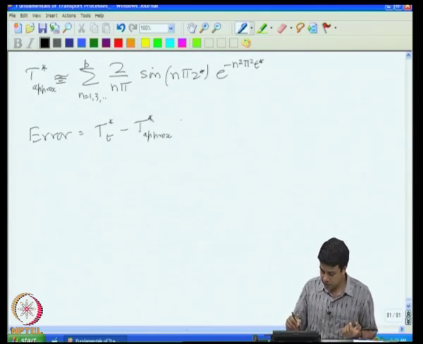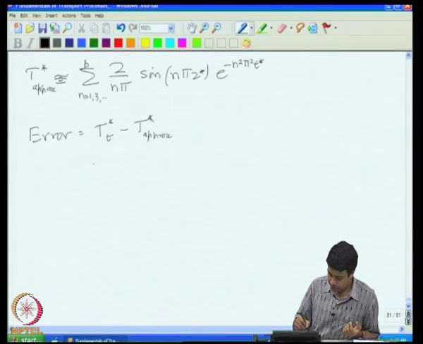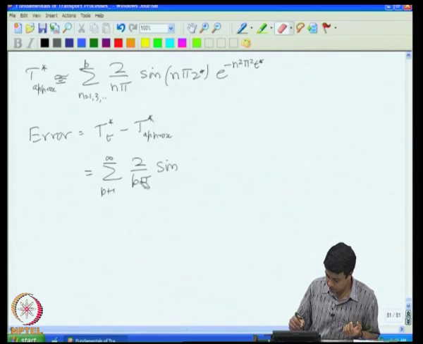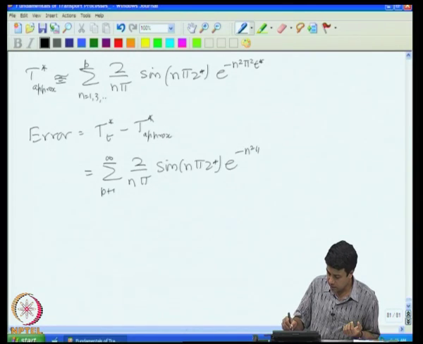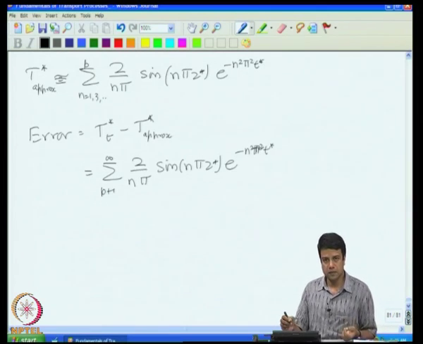So, this is going to be equal to the summation from p plus 1 to infinity of 2 by n pi sine of n pi z e power minus n square pi square t.